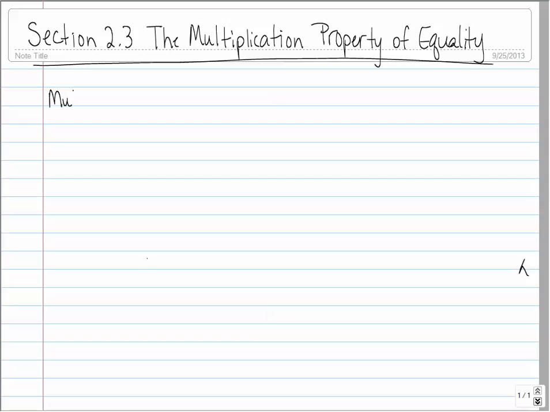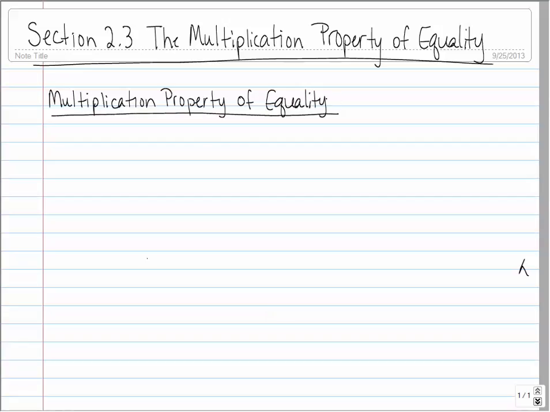Okay, now what the multiplication property of equality says is this. It says that if A is equal to B, then A times C is equal to B times C. So you can multiply the same number on both sides of an equation. Okay, so let's look at some examples using this property.